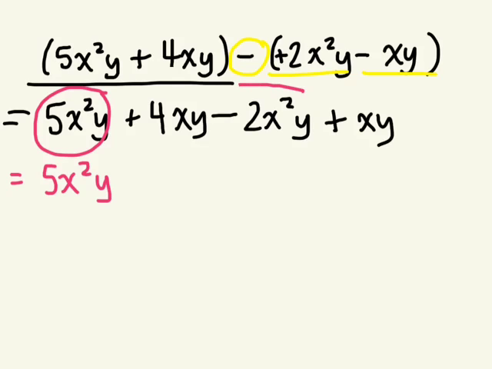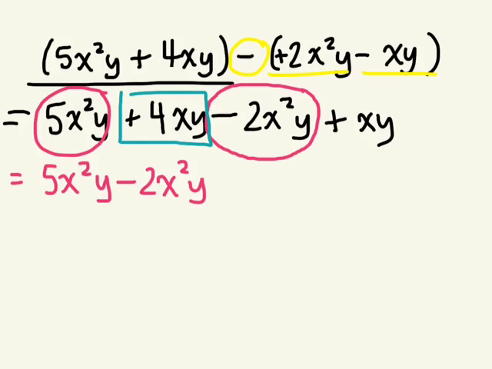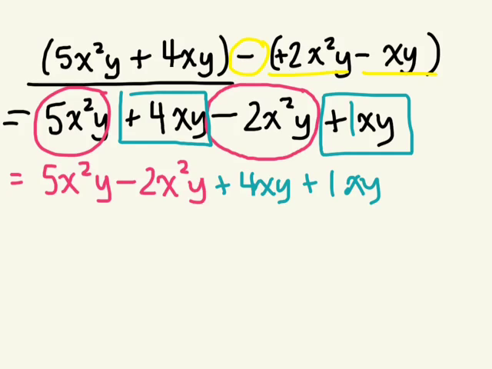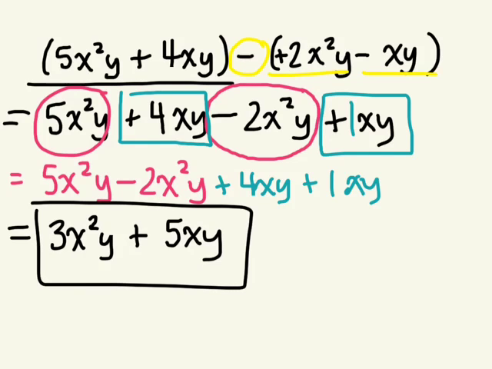Good. Is like 5x squared y positive or negative? Negative. You have to include the sign. Negative 2x squared y. Are there any more x squared y terms? Good. Positive 4xy and positive 1xy. We can put a 1 there. Simplify. What's the final answer in shortest form, Ira? 3x squared y plus 5xy. Excellent. Who got that as their final answer?